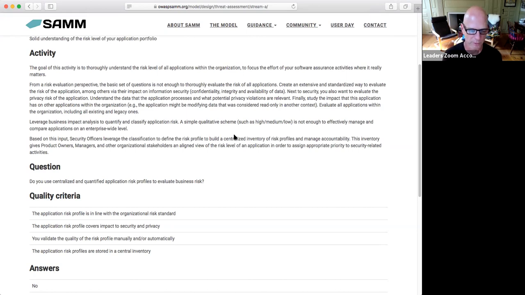So we also have here, you validate the quality of the risk profile manually or automatically. And the application risk profiles are stored in a central inventory. So in some orgs, and the more mature ones are going to have some kind of risk management function that's actually going to do a lot of this for you. That may be the case, and in other places there may not be that type of maturity or function within the organization that's responsible for doing it.